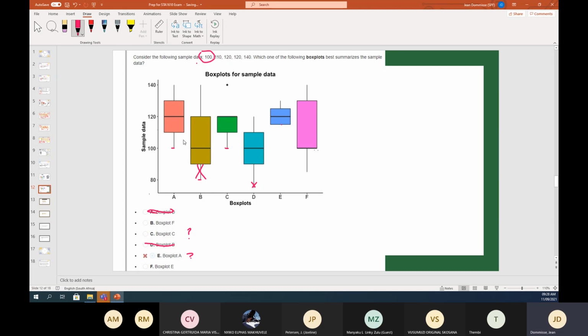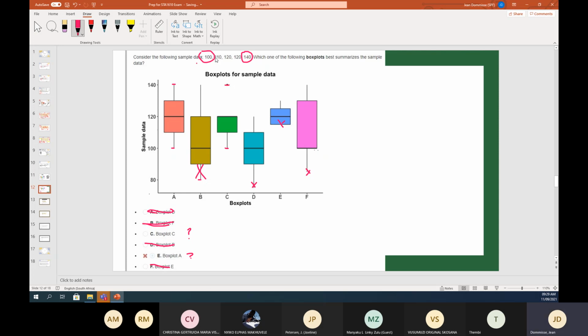That minimum, what is that going to be? 100 and something, so it can't be E. Minimum must be 100, can't be F. So now we sit with basically A or C. Then I go to the maximum. This one wasn't as easy to eliminate. It can be A, still A, can be C, still C.